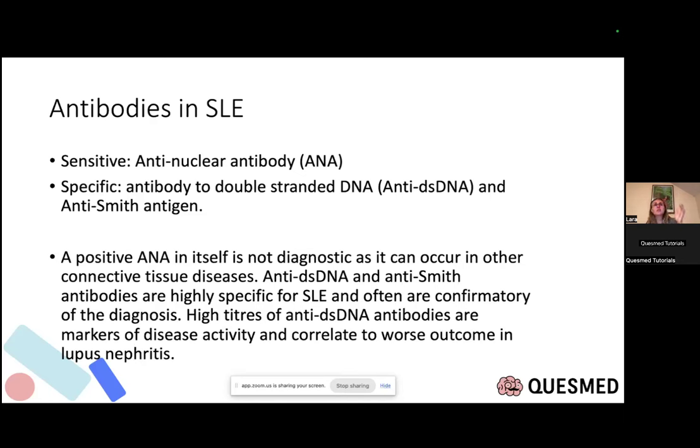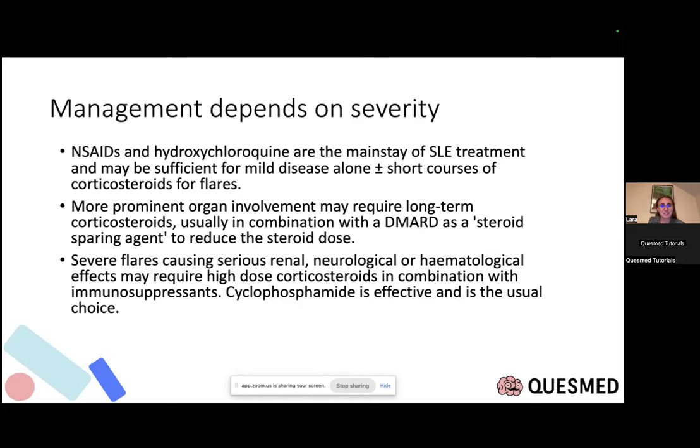You might be thinking in terms of going down, complement goes down. I think your C3 drops because you've got the activation of complement. You're churning through all of your complement factors. So C3 and C4, I think, drop. CRP doesn't rise in the acute SLE flare. Again, fact check me if I'm wrong, because I'm speaking with a lot of confidence.